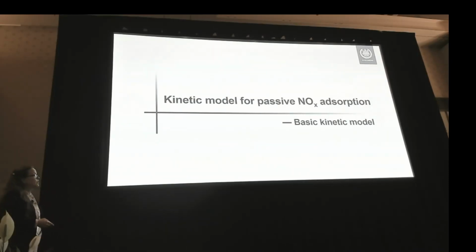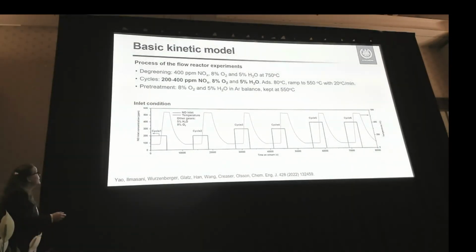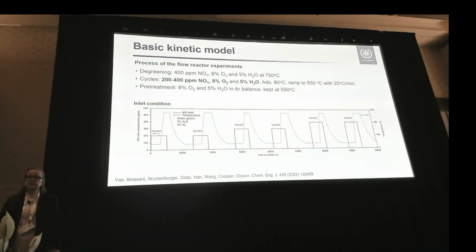So now the basic kinetic model. Here, first, the samples are hydrothermally aged at more than 750 degrees. It has been found earlier that this is very important, since the aging would redistribute the palladium in the sample.